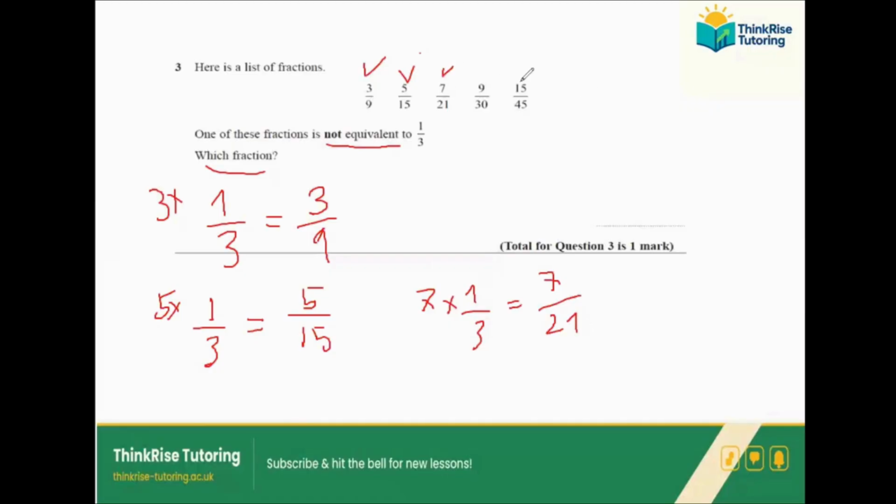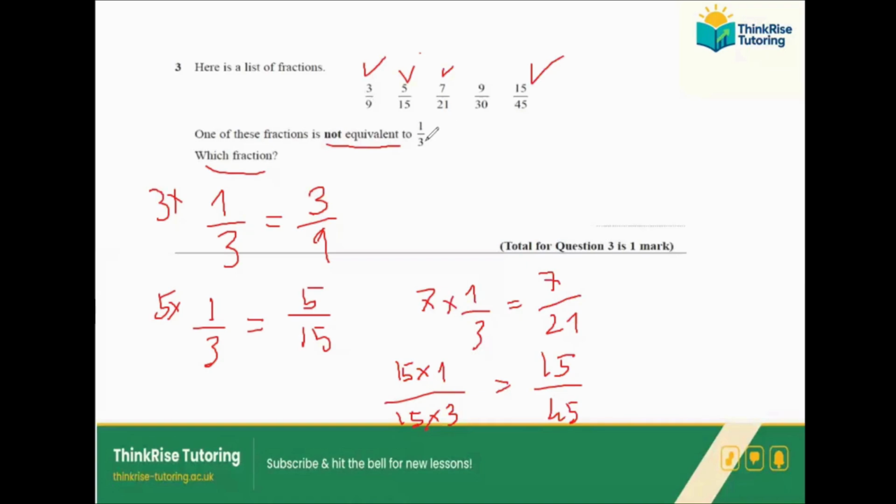What about if I multiply by 15? So let me write here 15 times 1 over 15 times 3, which is 15 out of 45. Okay, we have the last one.